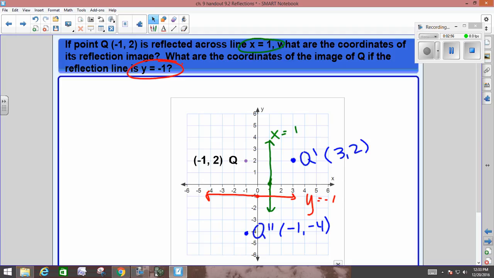Yes, sir. For Q or Q prime or Q double prime? Well, I'm just figuring out how far it was from the line of reflection. So I went 1, 2, so then I counted 2 more over. Does that make sense? Okay. Like if I could fold it on the green line, those Q's would line up. Or if I fold it on the red line, Q and Q double prime should hit each other. Neat.